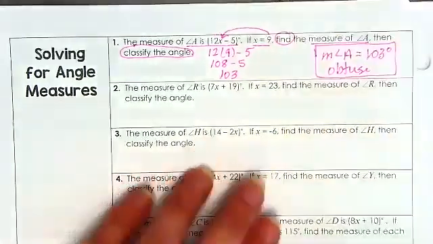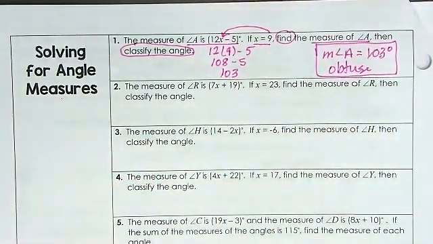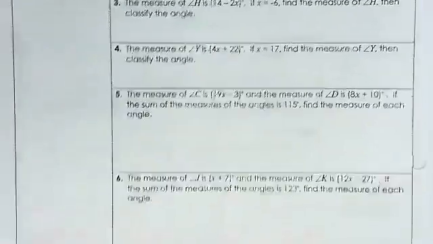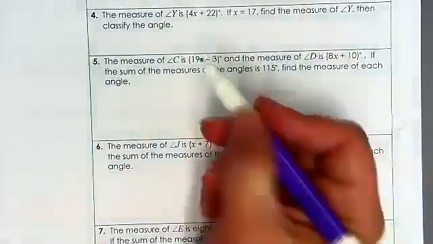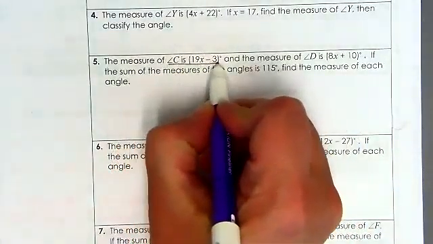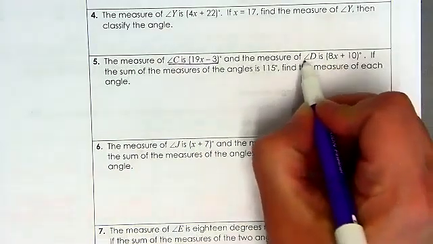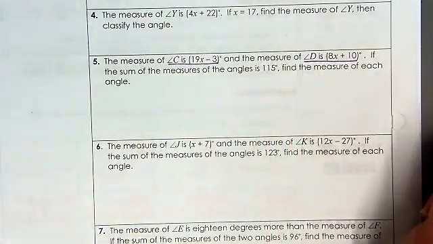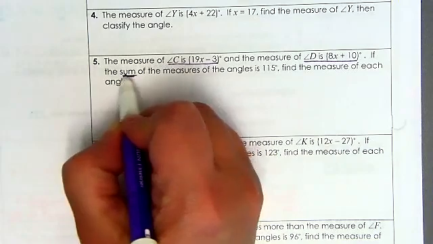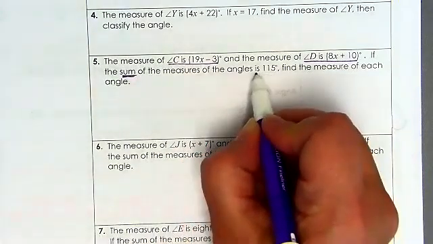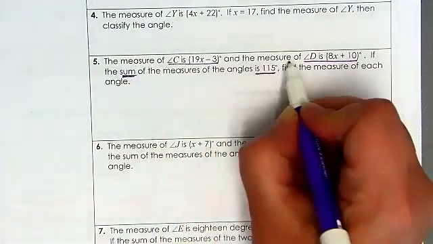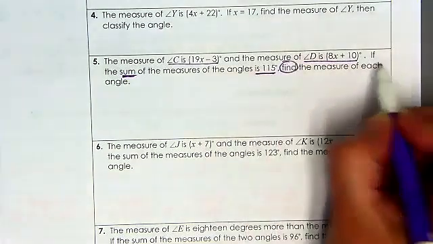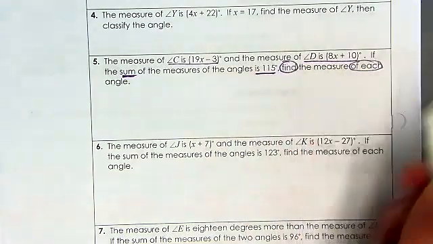And there's my answer. Okay. Looking at our next problem, we're going to jump down to number 5. It says the measure of angle C is 19x minus 3. The measure of angle D is 8x plus 10. If the sum of the measures of the angle is 115, find the measure of each angle.